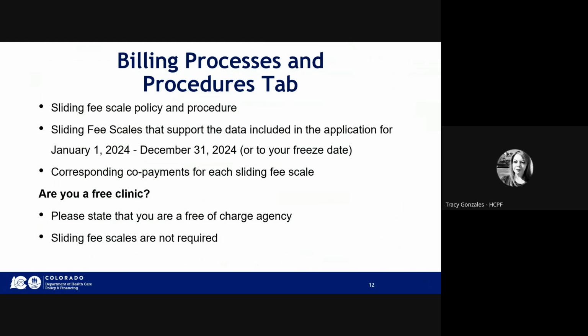Those of you that do utilize the sliding fee scales, we will need at least 2 sliding fee scales uploaded to your provider folder. Please make sure that your sliding fee scales cover the duration of your application. So if you chose December 31st, 2024 as your freeze date, please make sure that your sliding fee scales cover from January 1st through December 31st of 2024. If you go beyond that, please make sure that your sliding fee scales cover those extra months.